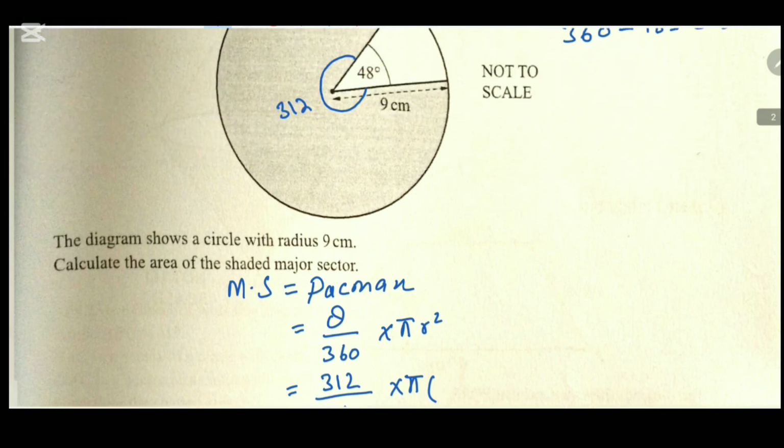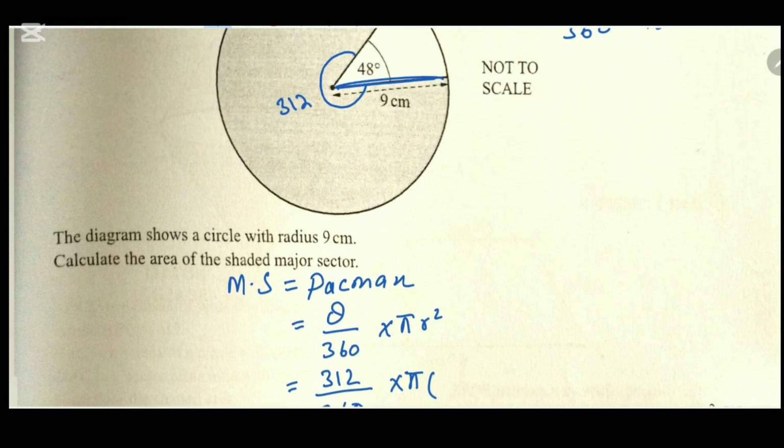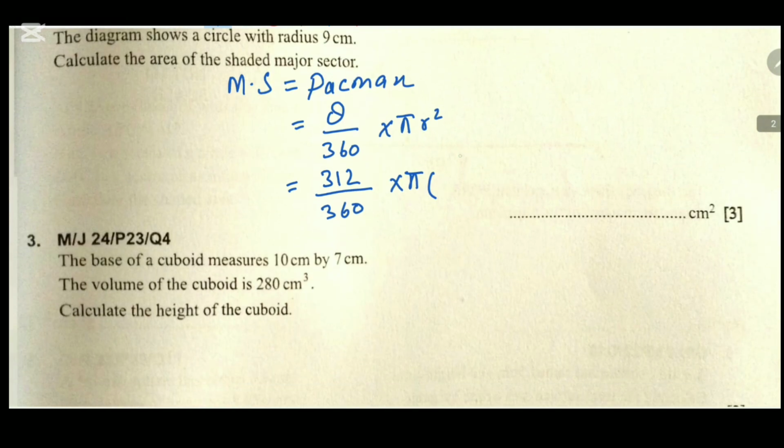R is, radius is 9. This is the radius, 9 square. So if you will put it in calculator, you will find your answer, 221. So in mensuration, you have to write your answers in 3 significant figure. So this is 3 significant figure answer.